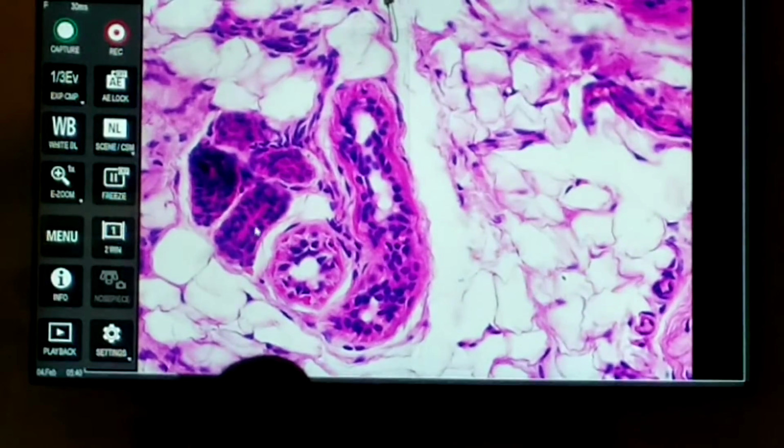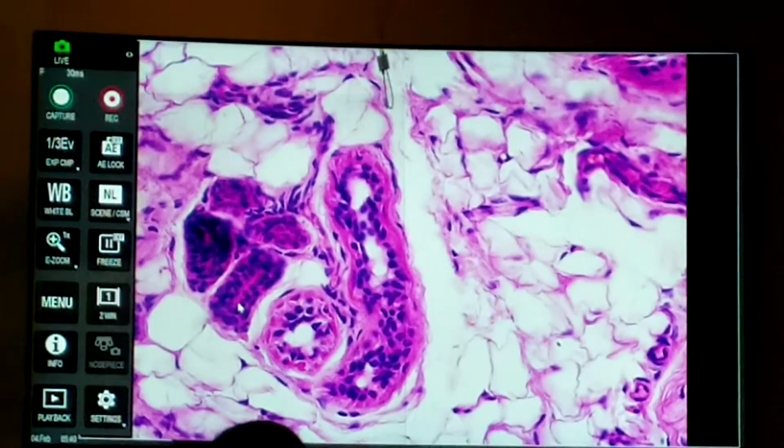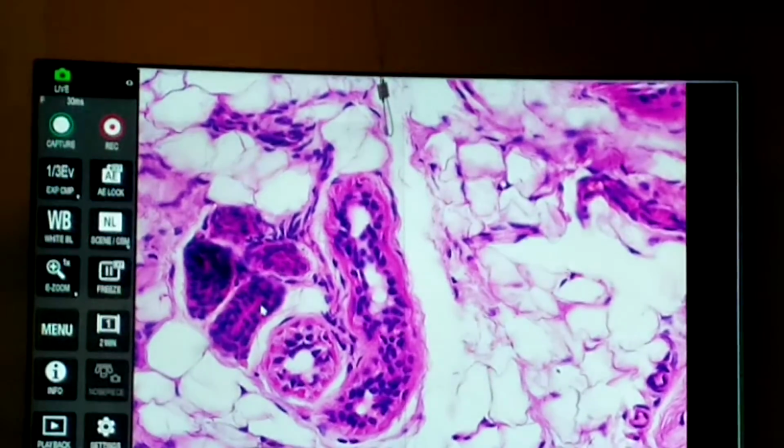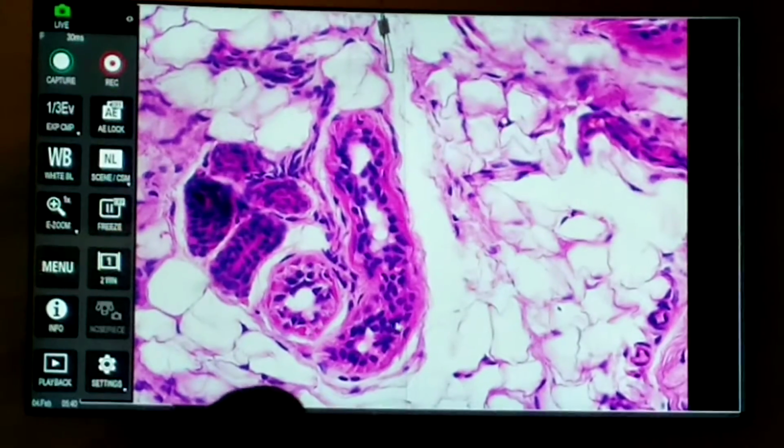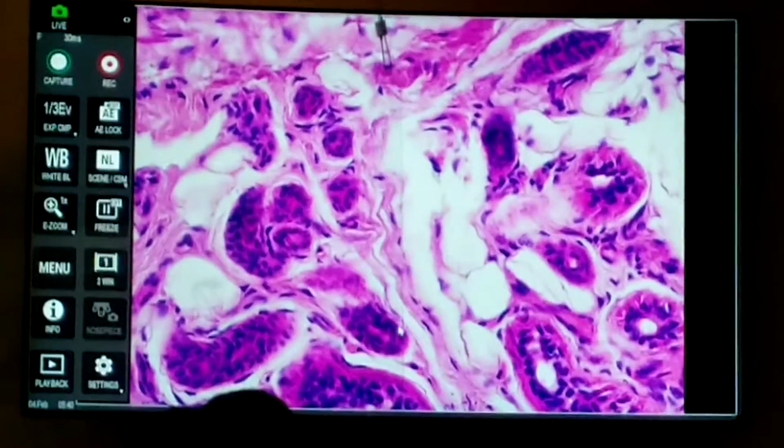This is actually a darker staining part of the duct. And again, you can see the duct has two layers of cells, one, two. So this is stratified cuboidal. So both the secretory unit and the ducts are stratified cuboidal.